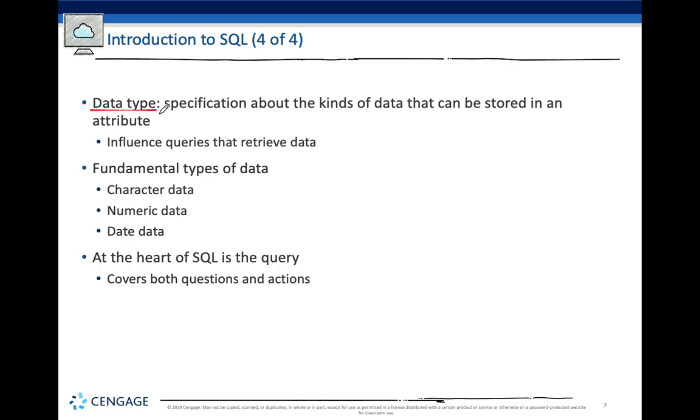So a data type is a specification about the kind of data that can be stored in an attribute. For example, age might have a numeric data type. Someone's date of birth might have a date data type, and so on. There are three fundamental types of data: character data, numeric data, and date data.